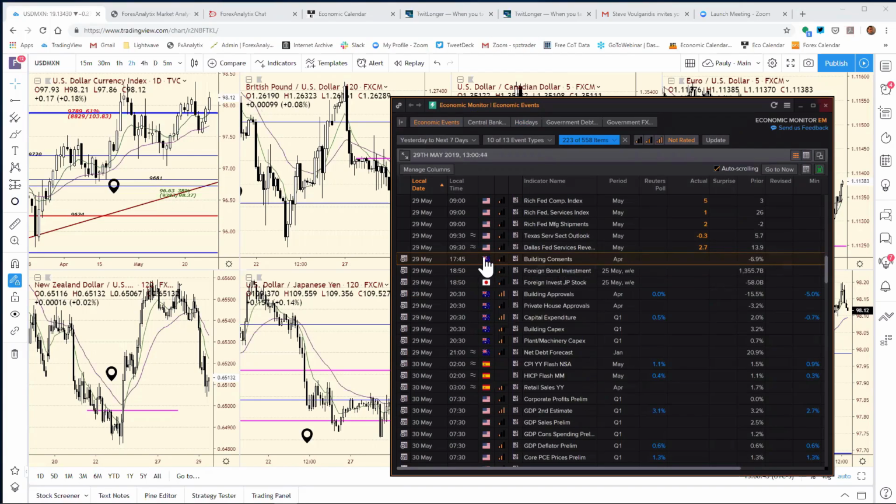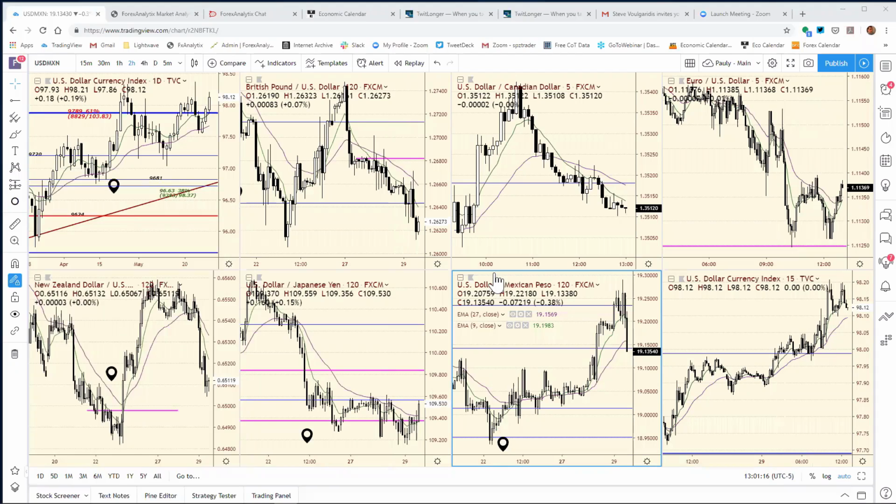We do have New Zealand building consents at 6:45 Eastern. This is minor, along with the foreign bond investments with Japan. And then, of course, we have Australian building approvals, private house approvals, and capital expenditures. Those are going to come out at 9:30 Eastern, and we'll see how things stand. And then at 10 p.m. Eastern, we do have the New Zealand debt forecast.